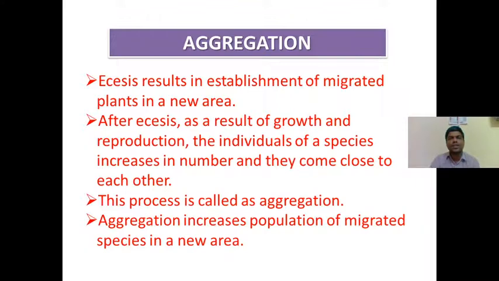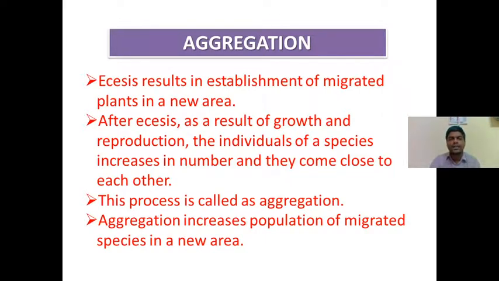So first is called as aggregation, and aggregation means coming together. Ecesis results in establishment of migrated plants in a new area. So many plants will migrate in a new area. After ecesis, as a result of growth and reproduction, the individuals of a species increase in number and they come close to each other. And this process is called as aggregation.